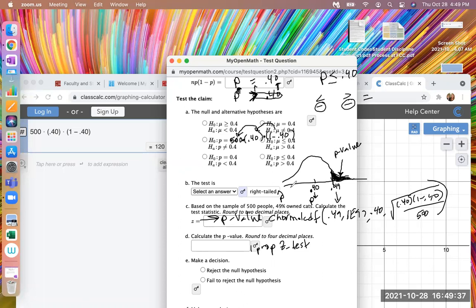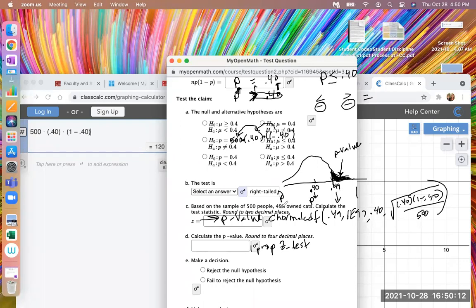Why are we at 49? If the true population is 40% people like cats, and this is a true random sample of the population and it's representative of the population, we would expect it to be very close to 40% as well. So it being 49% is kind of a concern. It's like, well, maybe the true population proportion is not 40%. Maybe 45% of people actually own cats and not 40% like we originally had thought.